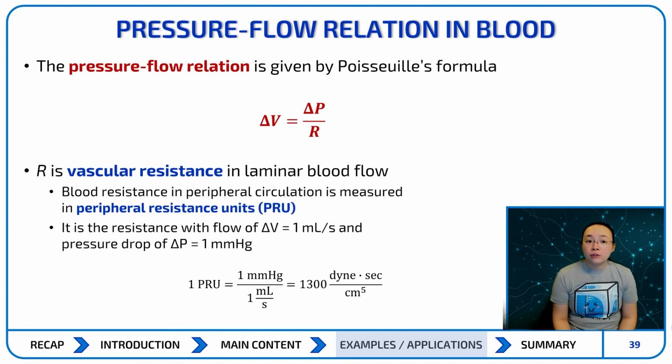Now, taking a look at pressure-flow relations in blood, that's given by Poiseuille's formula, which we've represented as an analogy to Ohm's law. So delta V is equal to delta P over R. But we can also define R as vascular resistance in laminar blood flow. Blood resistance in peripheral circulation is usually measured in PRUs, or peripheral resistance units. It's actually the resistance with a flow of delta V equal to 1 milliliter per second and a pressure drop of 1 millimeter of mercury.